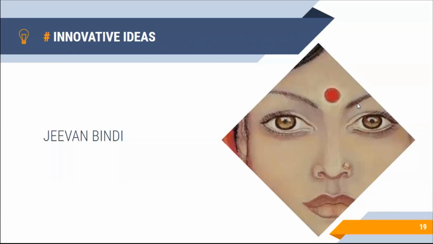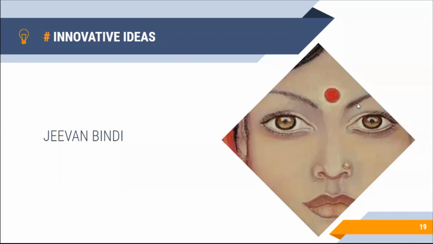And here is one more innovative idea called Jeevan Bindi. It means the bindi sticker, which has some iodine content on the back of it. Usually women above 30-40 years of age see their iodine levels go on reducing, so they need a lot of iodine. So this innovation has the iodine content on the back of this bindi sticker.